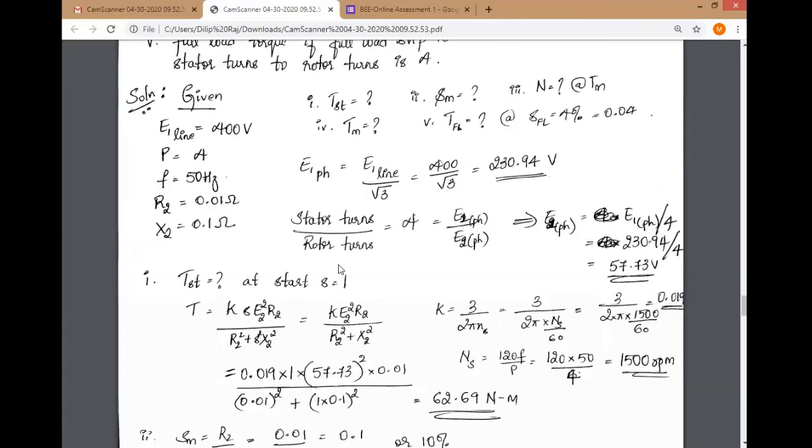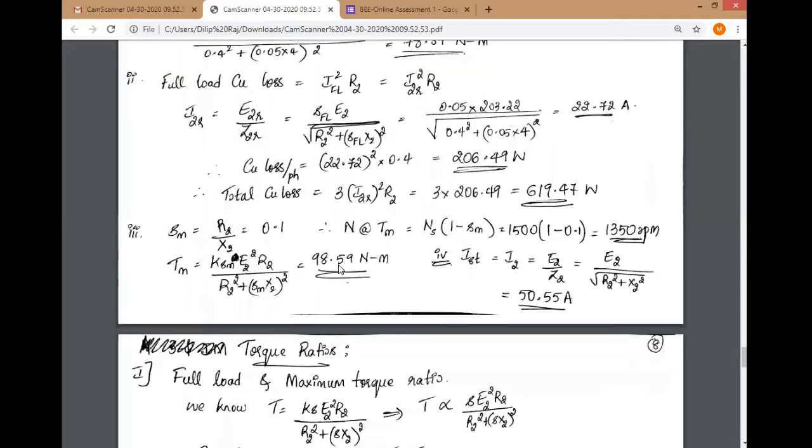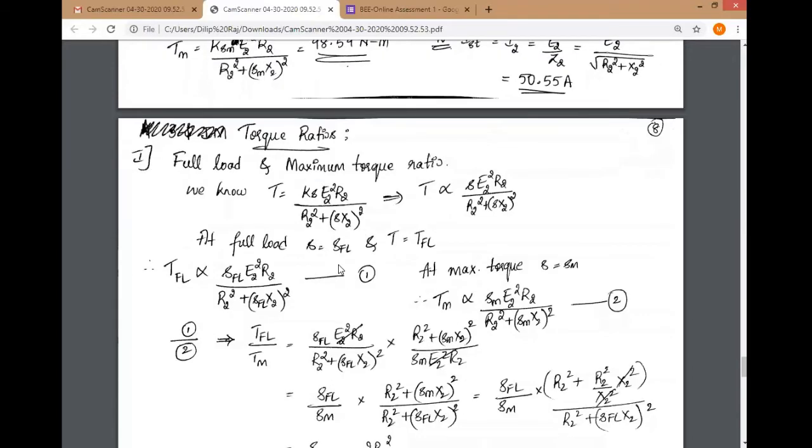The fourth topic is regarding the ratios. We have to discuss the various torque ratios. So far, what are the various torques we know? The full load torque, maximum torque, and starting torque. So we have three different torques here, and we are going to obtain the relation between these torques. The first one is full load torque with respect to maximum torque.